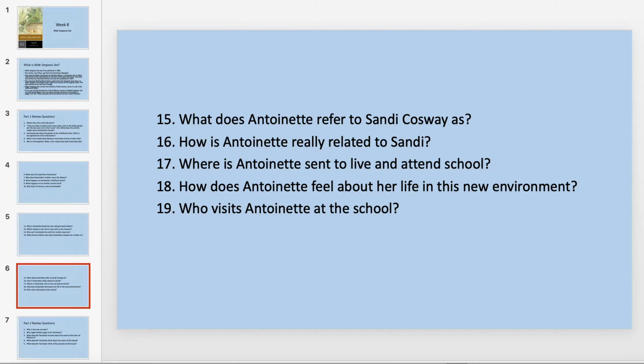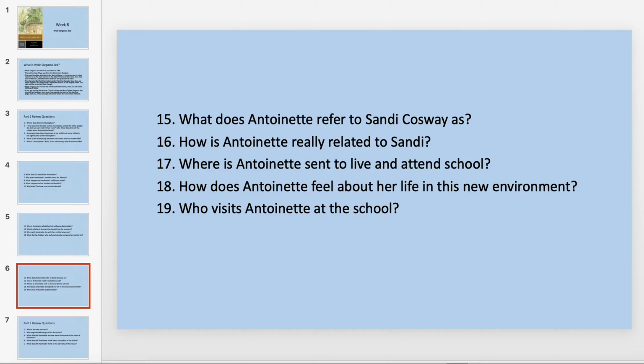I've already mentioned that in our other slide. She is sent to a convent, so she's going to be going to a religious school here. She's going to be raised there because her mother can't take care of her, and Mr. Mason doesn't want to be responsible for her yet. So she is sent there, and that's where she's going to basically grow up until she's old enough to get married. Going on to 18, how does Antoinette feel about her life in this new environment?